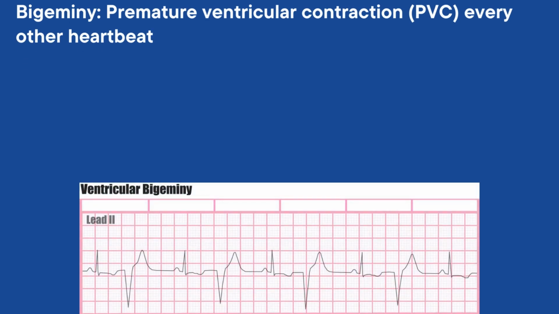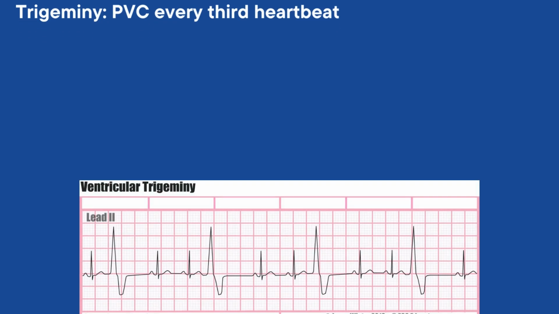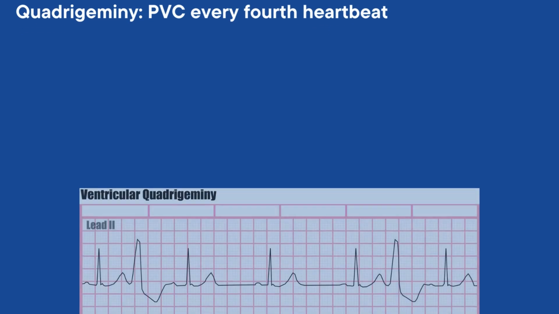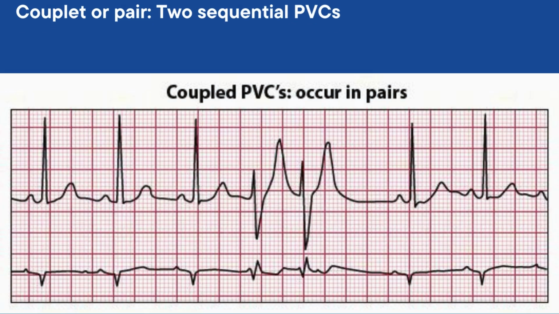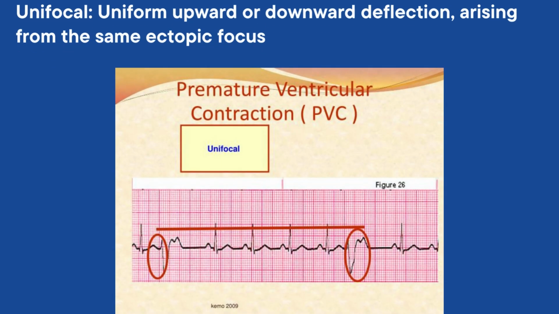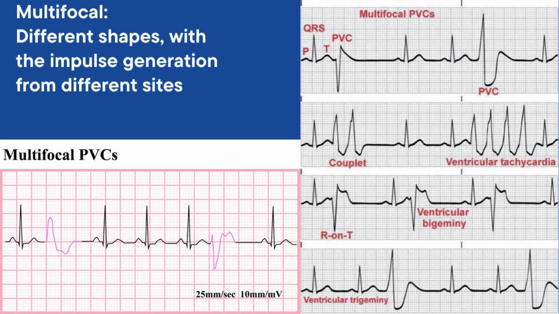Types of premature ventricular contractions are, first one is bigeminy. That means premature ventricular contractions may occur every other heartbeat. Next is trigeminy, PVC every third heartbeat. Quadrigeminy, PVC every fourth heartbeat. Couplet or pair, two sequential PVCs can occur. Unifocal, that means uniform upward or downward deflection arising from the same ectopic focus. Multifocal, it can be in different shapes with the impulse generated from different sites.